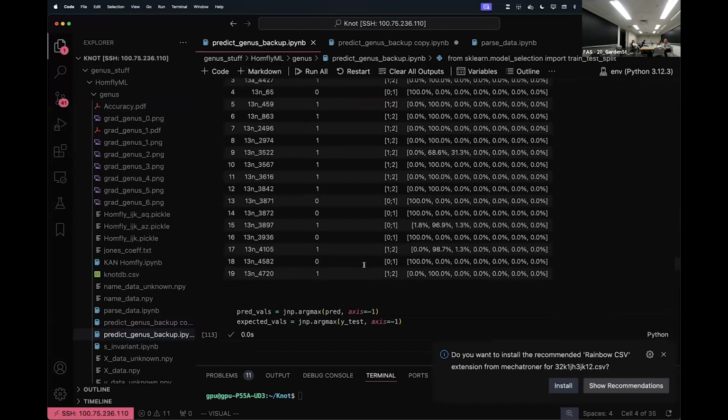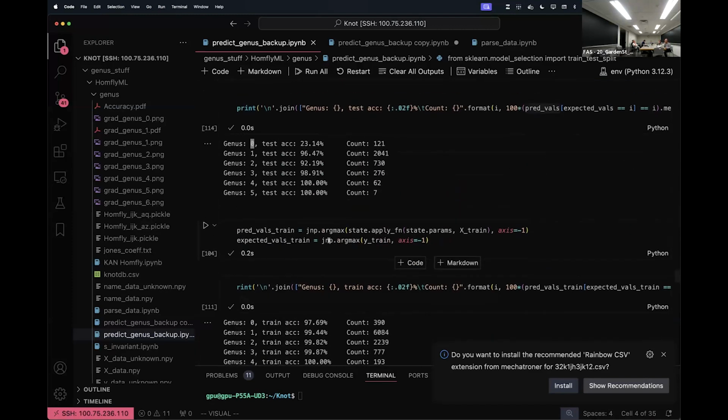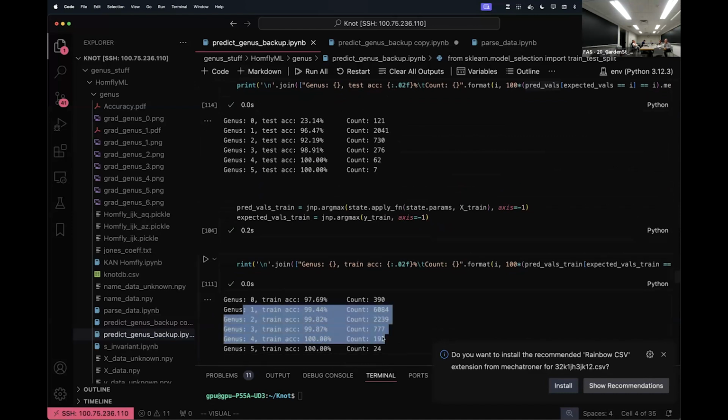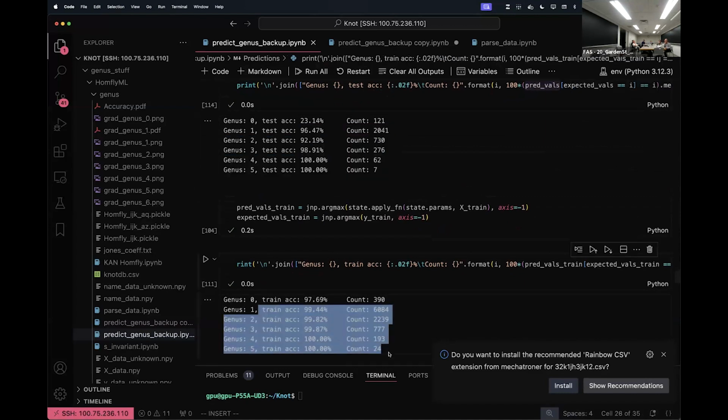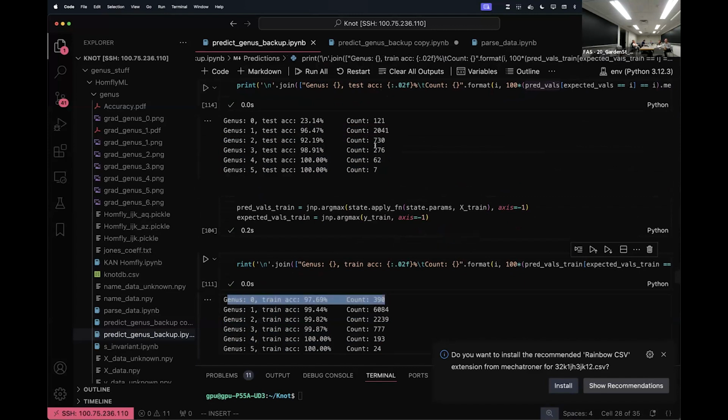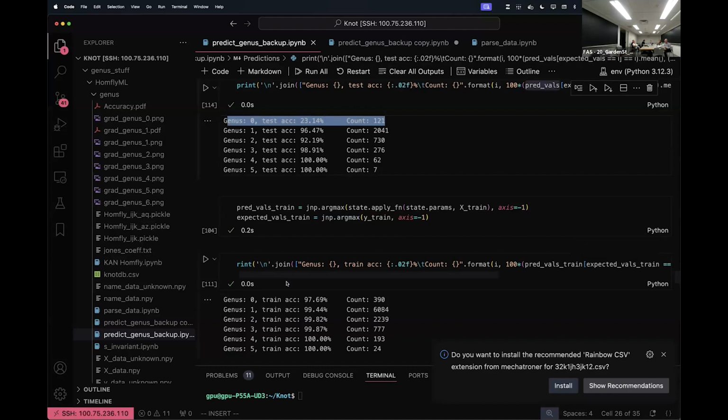So let me just go back to this one. For all the other values of genus, it's producing around the same accuracy in both training and validation, about 90%. And on the training set for genus 0, it means that it's overfitting on genus 0, in the sense that the accuracy on the test set for genus 0 is quite low.